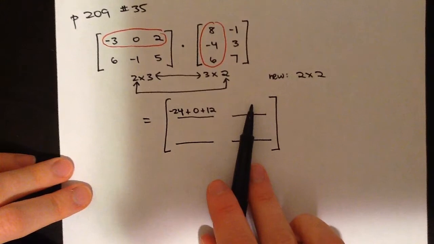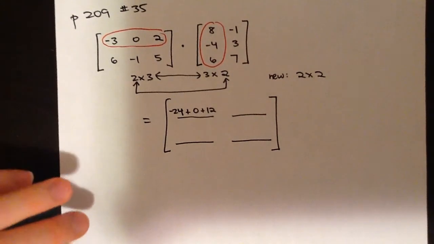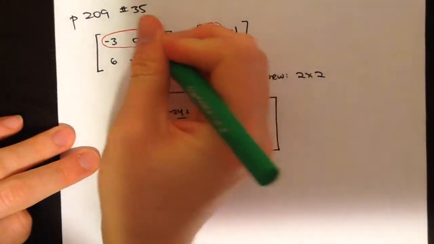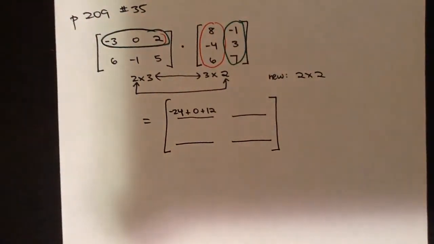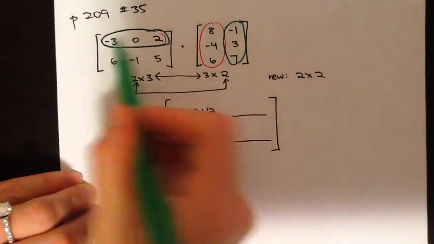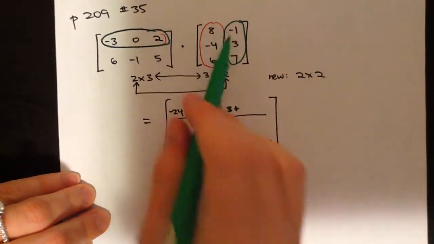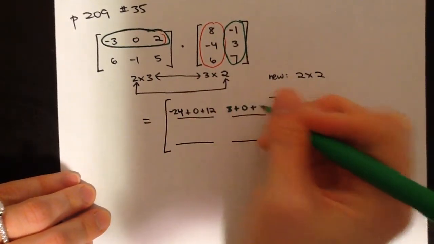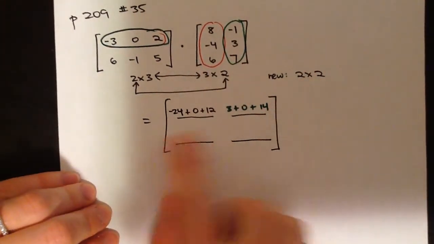This spot right here, this is in the first row, but now I'm in the second column. So I use the first row on the left, and I use the second column this time on the right. So again, pair them off, multiply, add what you get. So -3 times -1 is 3, plus 0 times 3 is 0, and then plus 2 times 7 gives you 14.